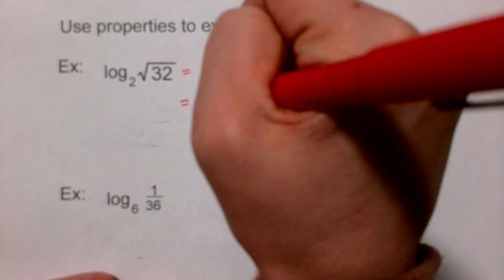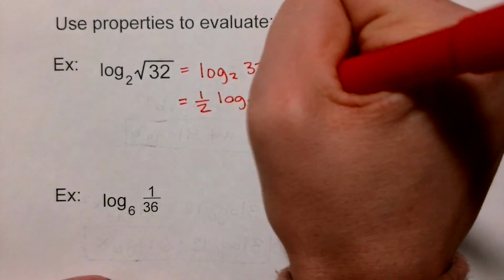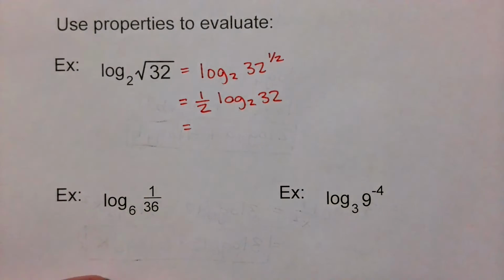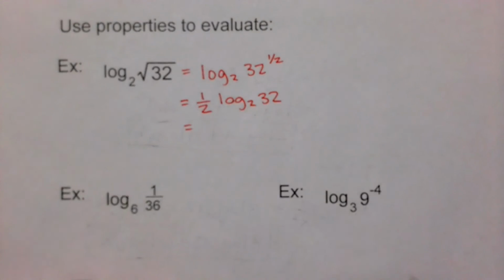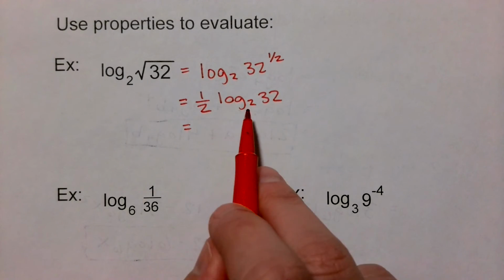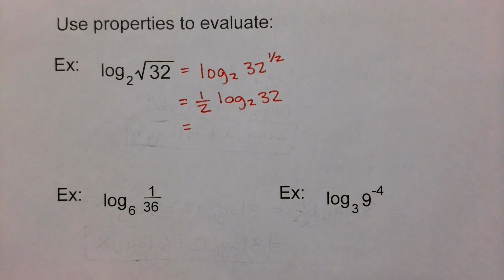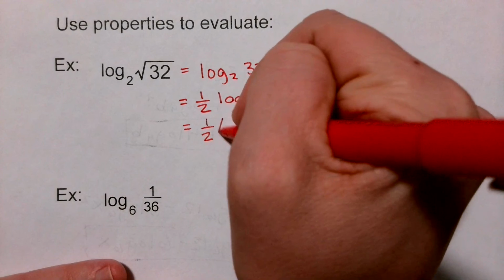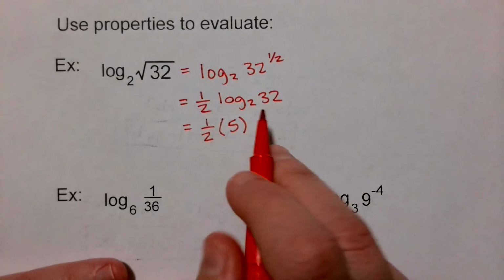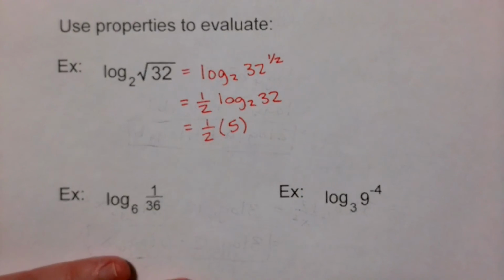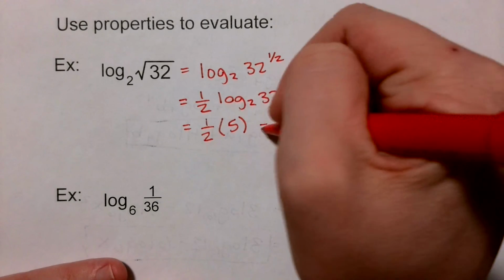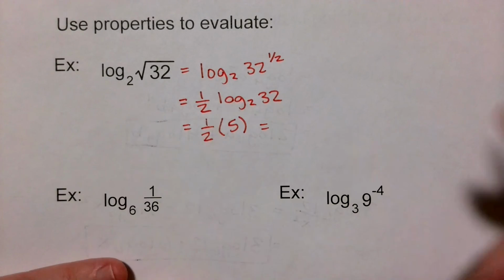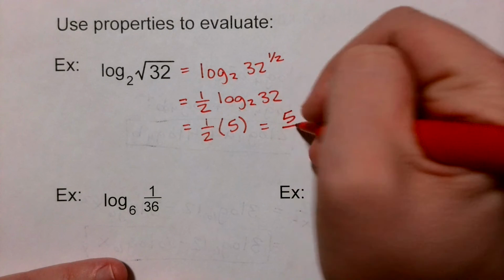So I could have 1/2 log base 2 of 32. And then log base 2 of 32 is something that we can evaluate because it's asking us 2 to what power is 32. So going through, okay, 2 to the third is 8, to the fourth is 16, to the fifth is 32. So I have a 1/2 times 5. Remember, the answer to a log is an exponent. And so this log base 2 of the square root of 32 is 5/2.